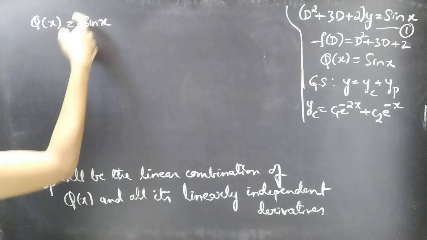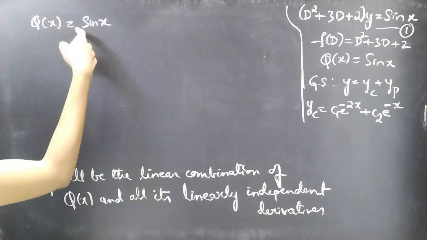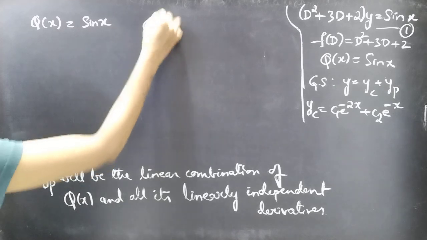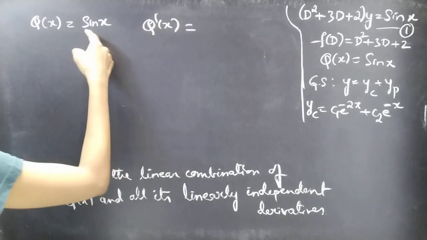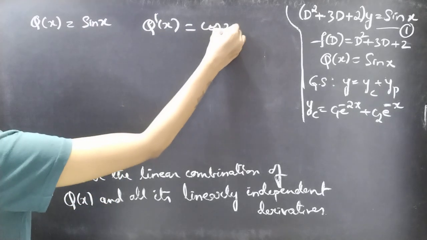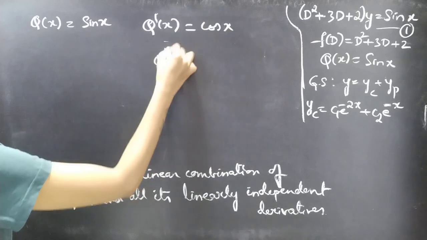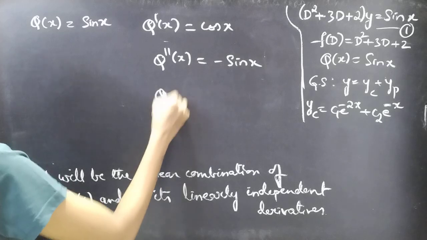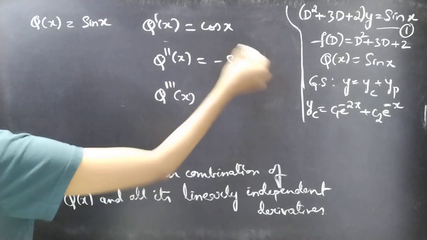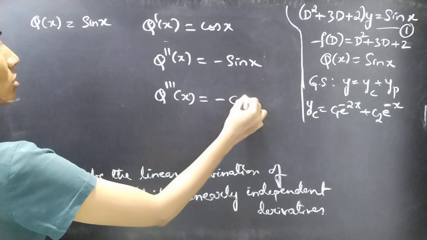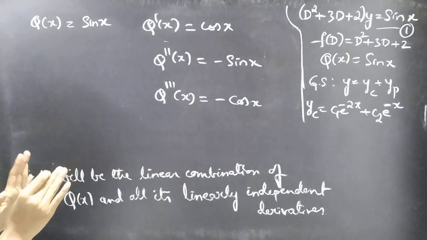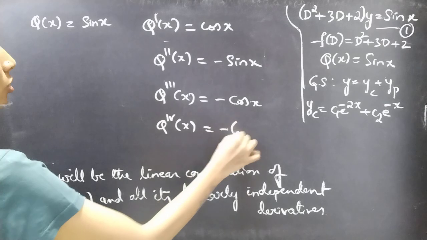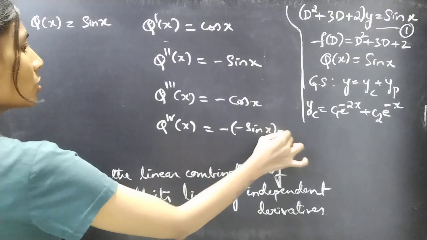If we have Q(x) = sin x, then find the derivative of sin x. Say Q'(x) = cos x. Find its derivative, then you'll get Q''(x) = -sin x. Find another derivative: the derivative of -sin x is -cos x. Finally, Q⁗(x) = -(-sin x), which is equal to sin x.